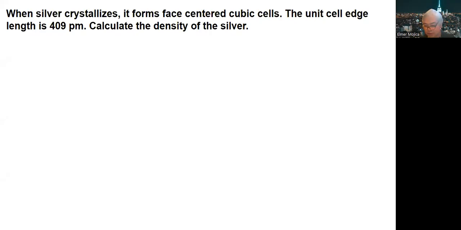Okay, so in this crystal problem, when silver crystallizes, it forms face-centered cubic cells. The unit cell edge length is 409 picometer. So calculate the density of the silver. So we know density is equal to mass over volume. So we can get the volume here because it's just length times width times height.